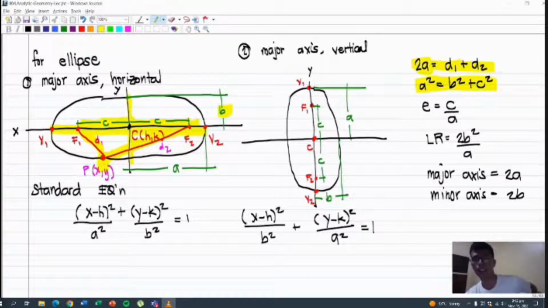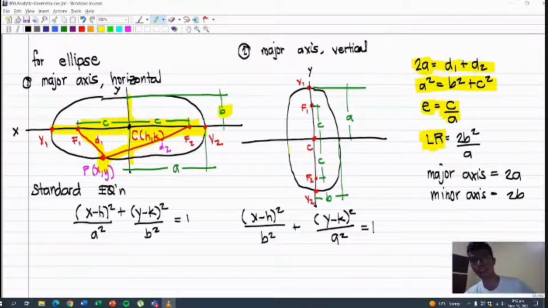So, si A, ayan yung mas mahaba, yung major. Si B, ayan yung minor. And then, si C naman, that is the distance of the focus to the center. So, meron ding sinusolve na eccentricity, variable E, that is C over A. Kapag naman sinusolve natin yung latus rectum, hindi na siya 4R, hindi na siya 4A. Sa parabola lang. Kapag sa ellipse na, the latus rectum is 2B square over A.